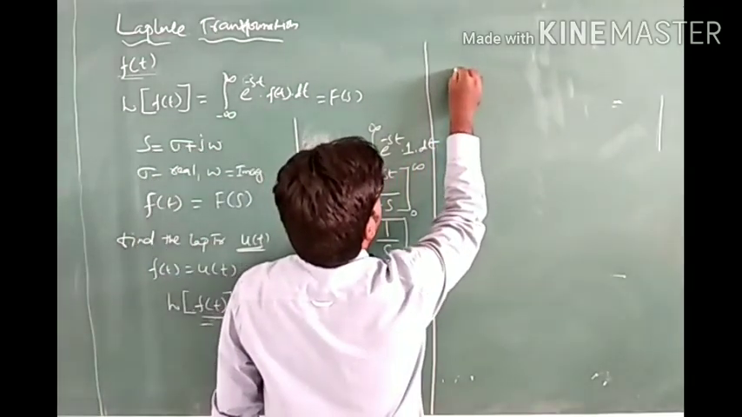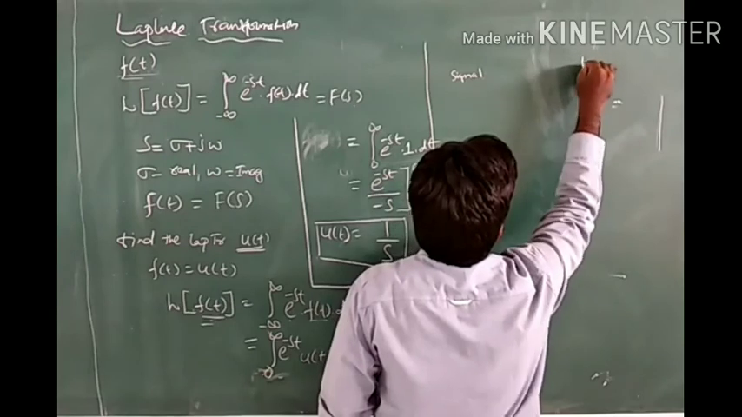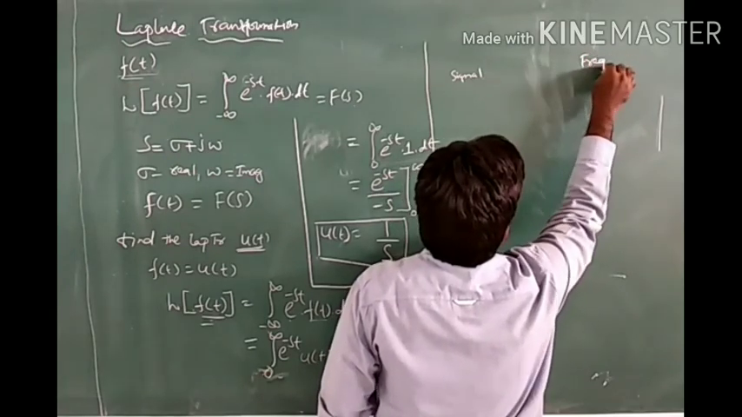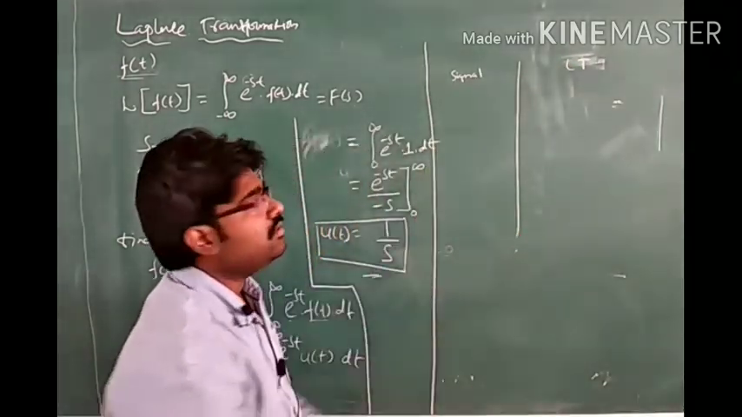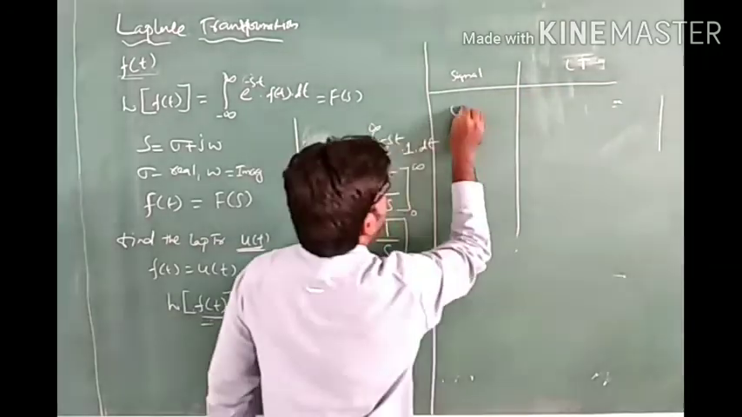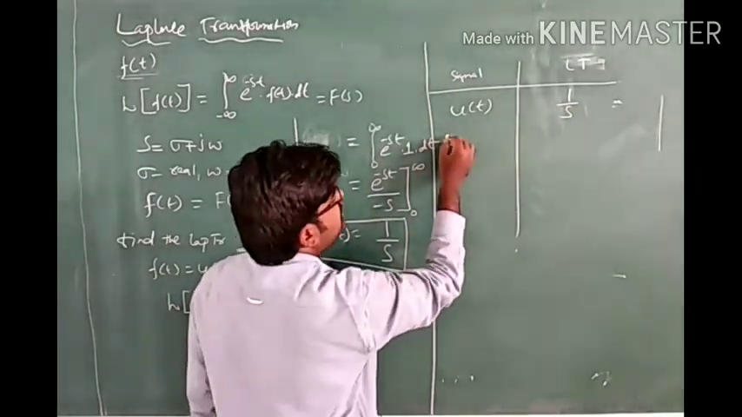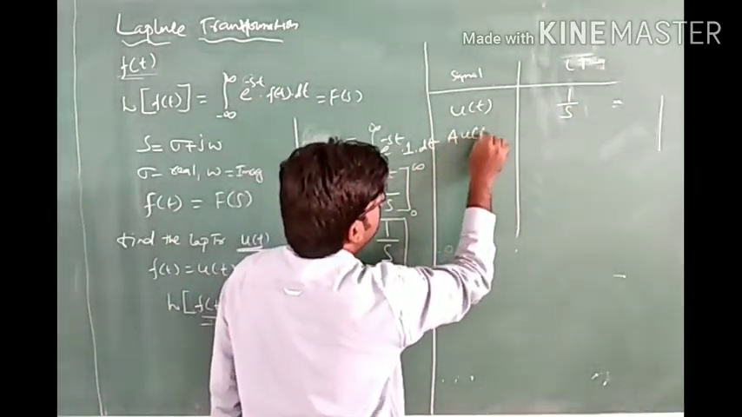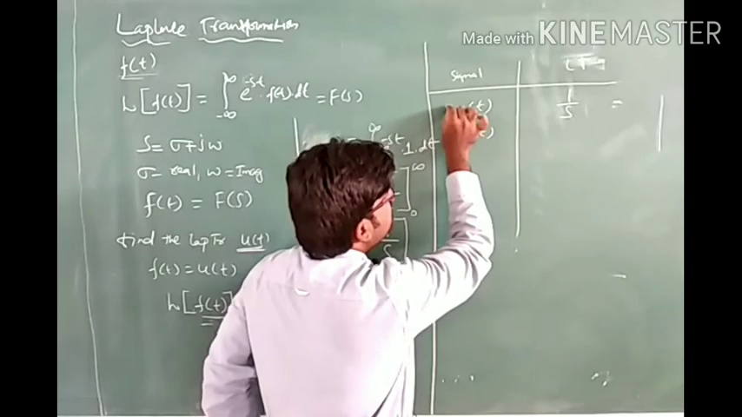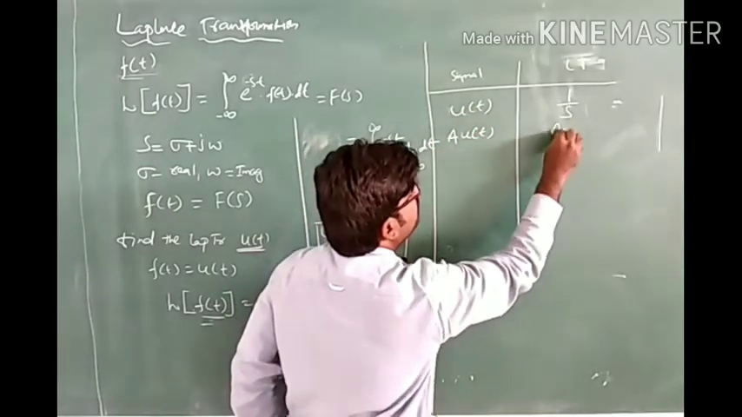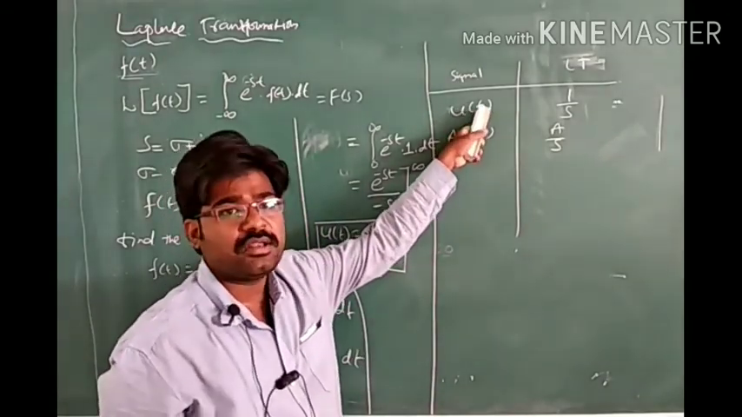So here this will be the signal and this will be the frequency domain, the signal and its Laplace transformation. If the signal is u of t, its Laplace transformation will be 1 by s. If the signal is some constant into u of t, it will be, if 1 is there, 1 by s. If it is a into u of t, it will be a by s. This is called the unit step signal.